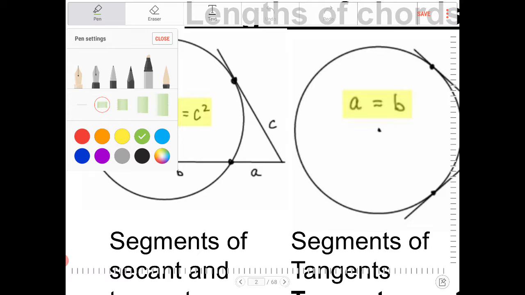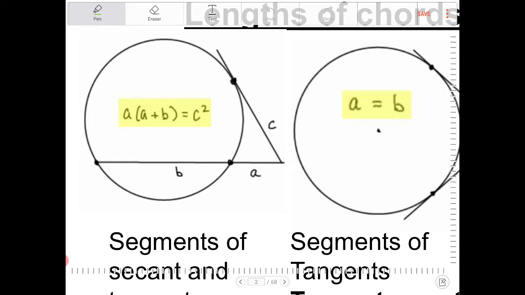Upon inspection here, let's try to digest what this is saying. The portion of the secant line that extends outside of the circle multiplied by the overall length of the secant line will equal the length of the tangent line squared. That's what the formula is saying. Again, the portion of the segment outside of the circle multiplied by the total length of the secant line will equal the square of the tangent.